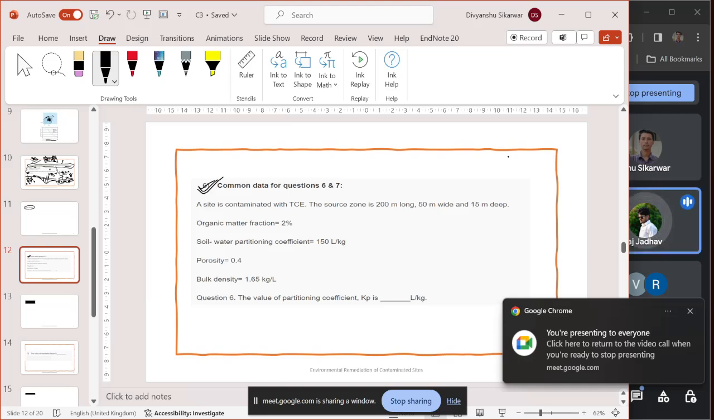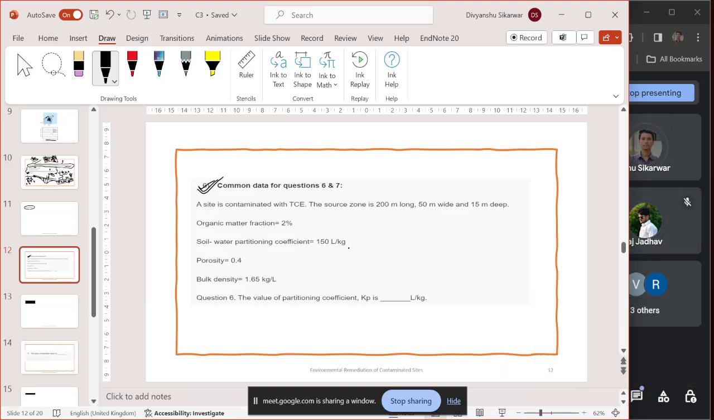So is there any one formula for calculating the Kp? What is the formula for the partition coefficient?